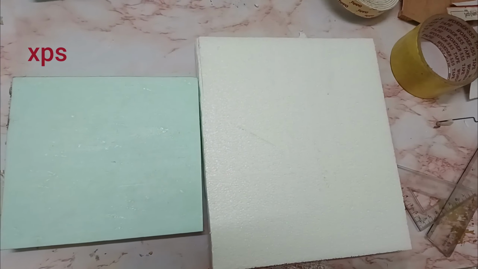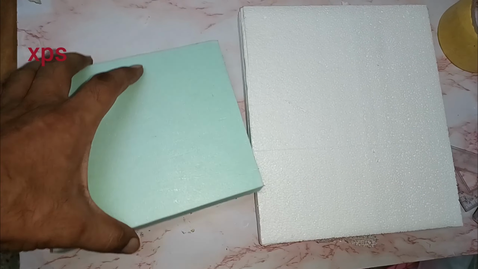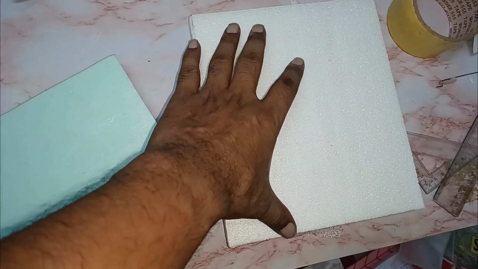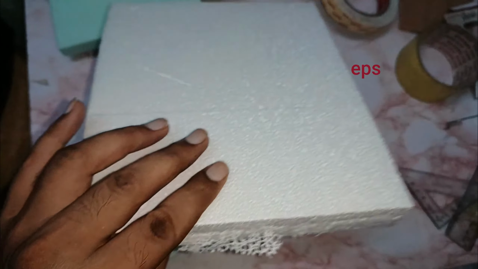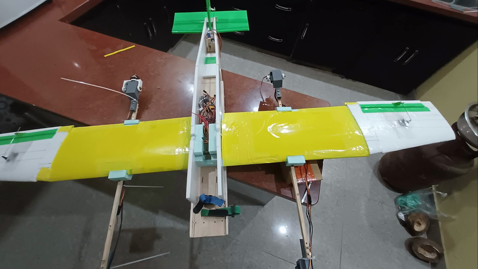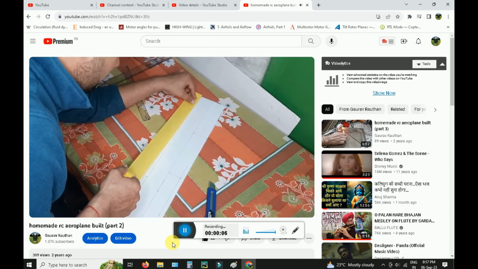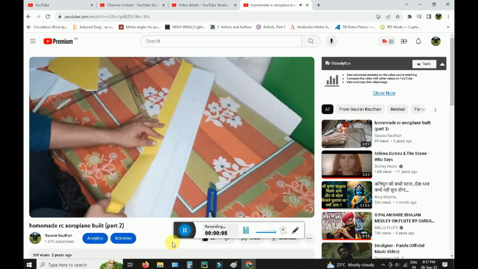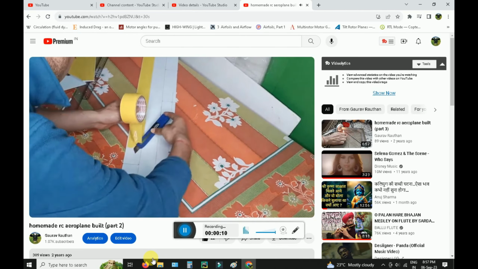don't go with XPS foam, because although it is rigid and strong, it is heavy. Instead, use EPS foam of density 24 gram per liter. It is also strong, and you can make it much stronger after layering it with tape or laminating over it.